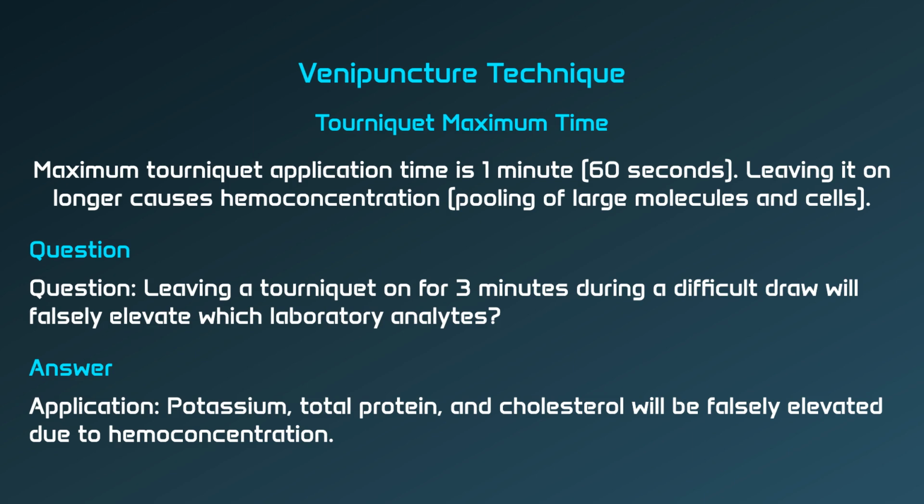Question: leaving a tourniquet on for 3 minutes during a difficult draw will falsely elevate which laboratory analytes? Answer. Application. Potassium, total protein, and cholesterol will be falsely elevated due to hemoconcentration.